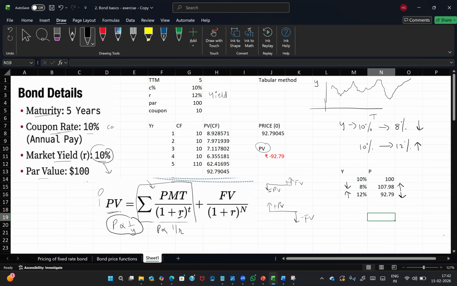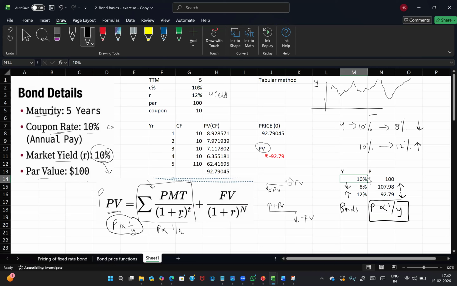Yeah. And hence, when the rate falls or the yield falls, the price of the bond increases and vice versa. So in bonds, there's always an inverse proportionality of price and yield, or price and rate on the bond. Okay, so this is how we do it.